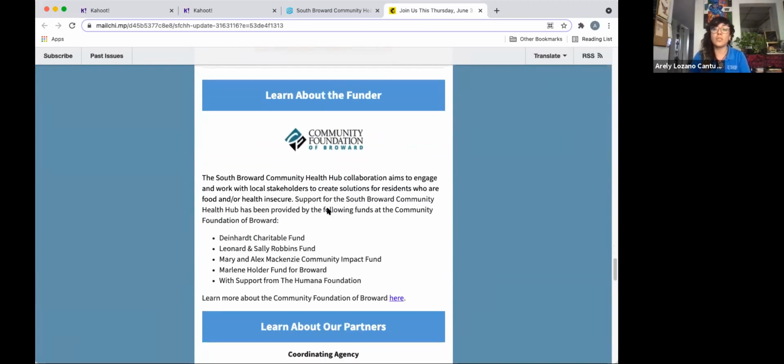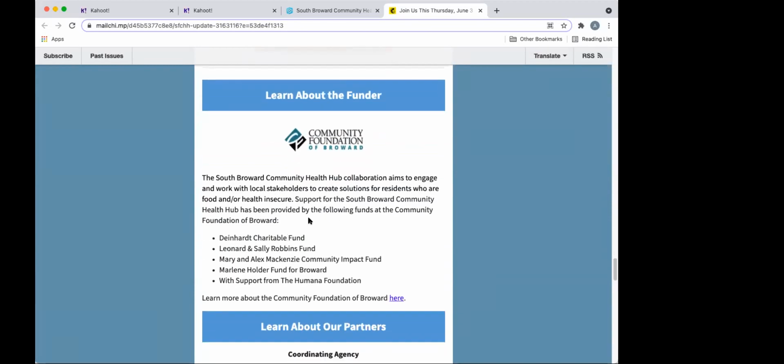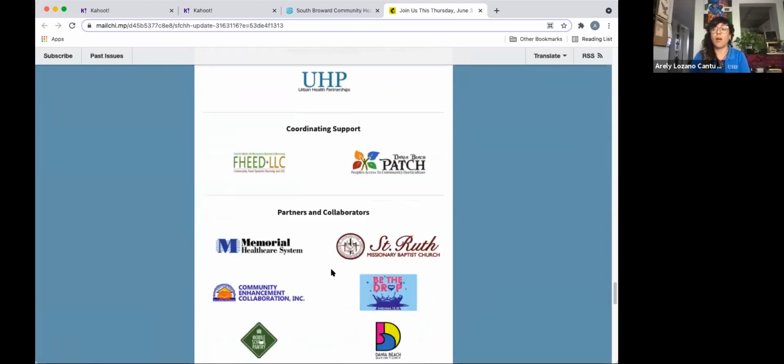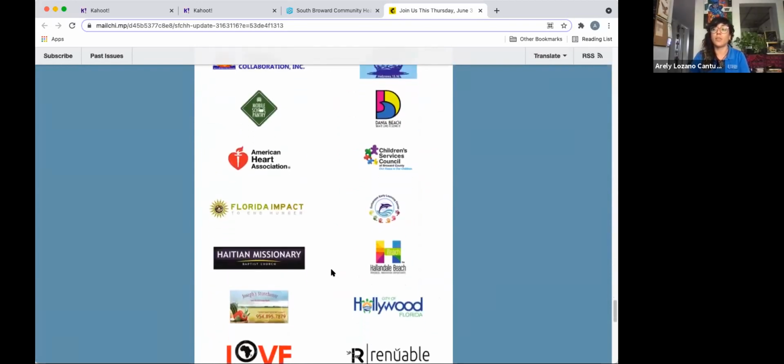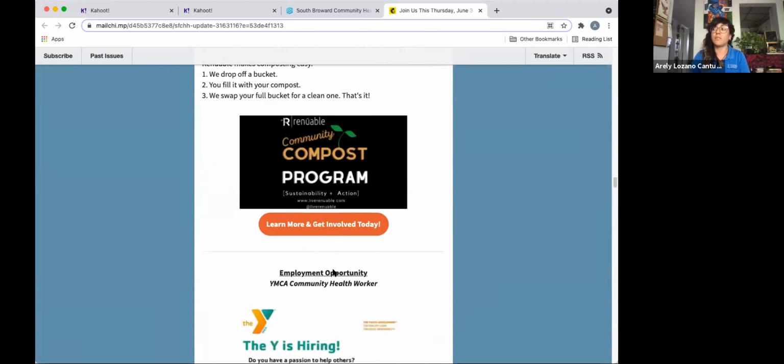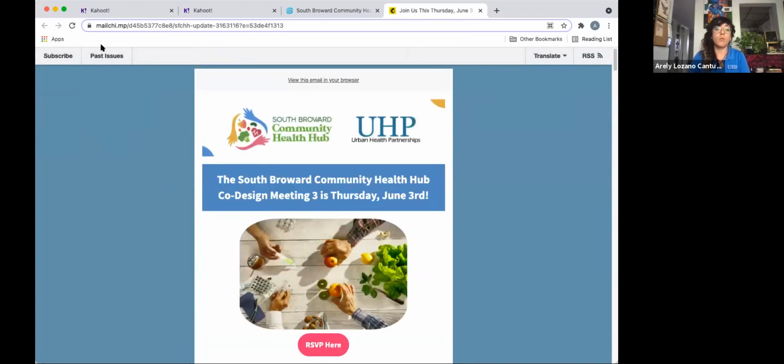And all of this is thanks to funding from the Community Foundation of Broward and the different funds that are highlighted here, and all of you that are our partners, working together to establish this collaboration and make sure that we can have the largest impact in coordinating a local food system that is really supporting our communities first and our well-being.